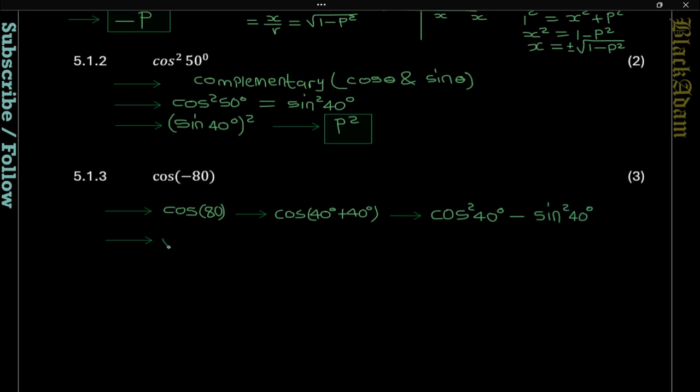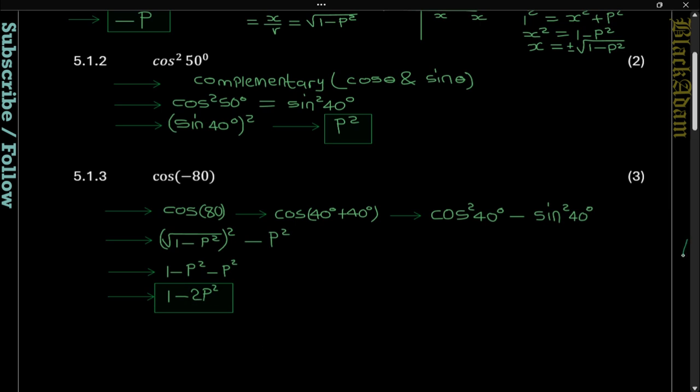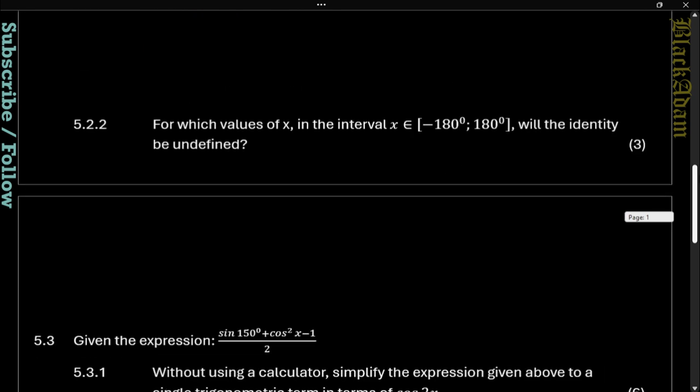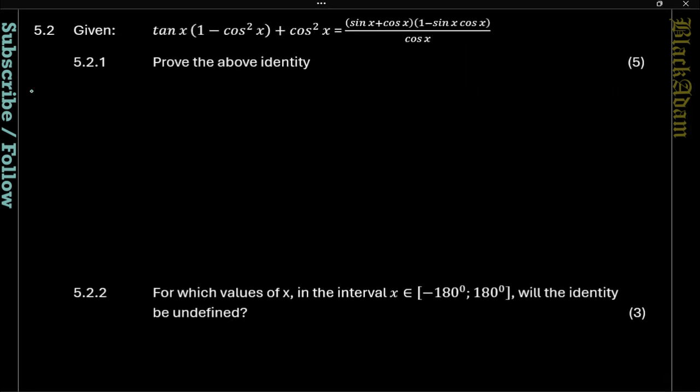And then what we need to do is just substitute the values, so it's going to be root 1 minus p squared, all of that squared, minus p squared, and cancel all that out, so we have 1 minus p squared minus p squared, so that's going to be 1 minus 2p squared. We're done with 5.1.3.